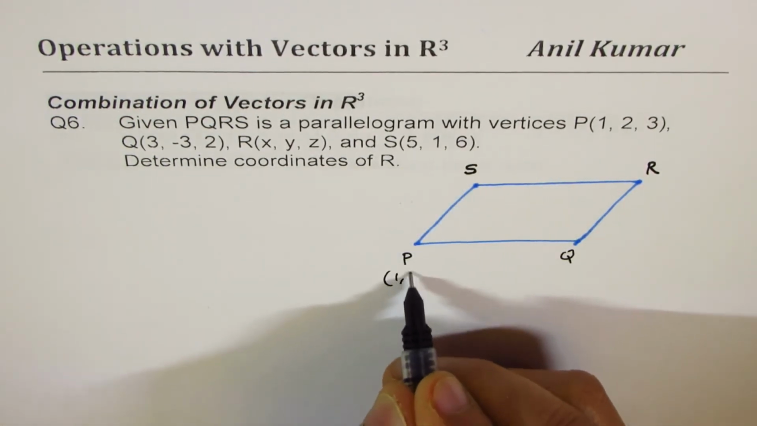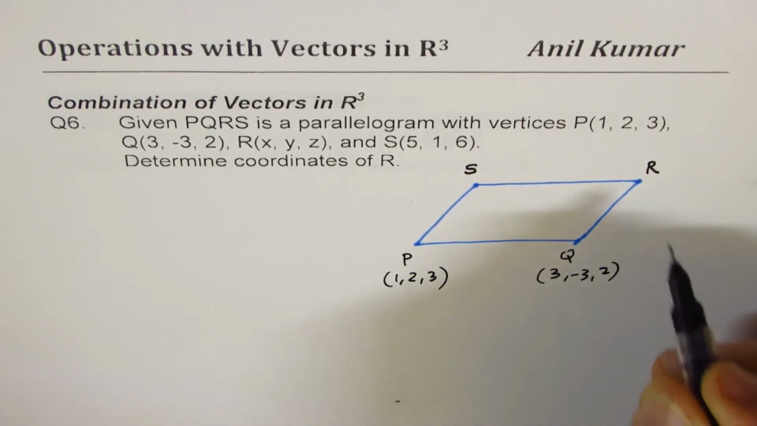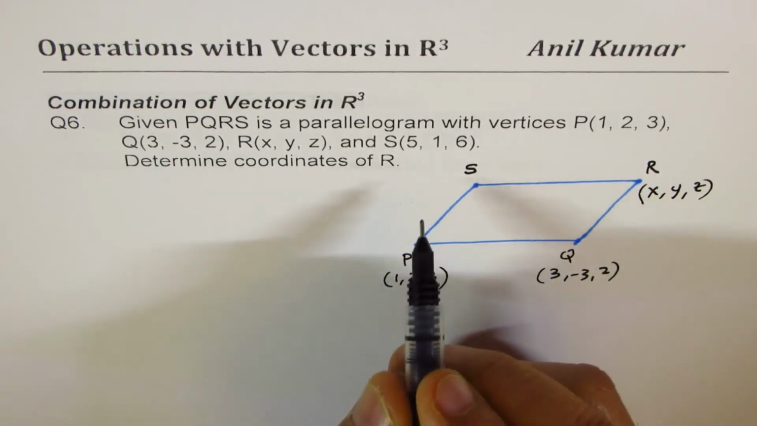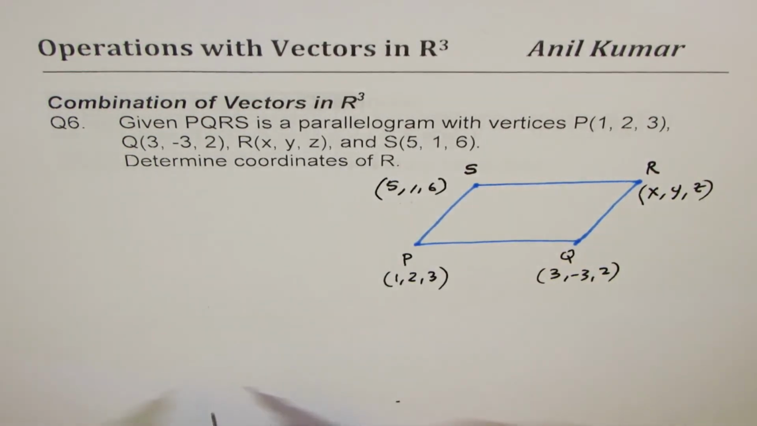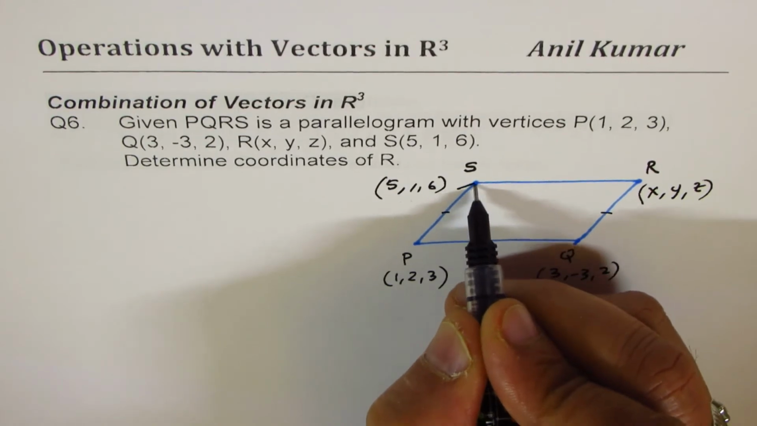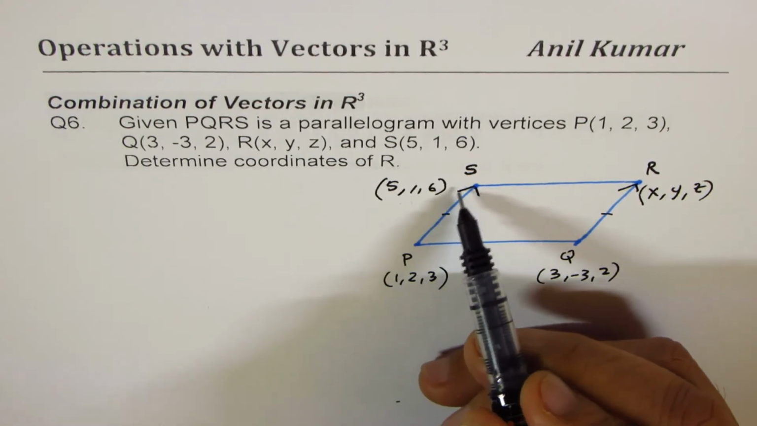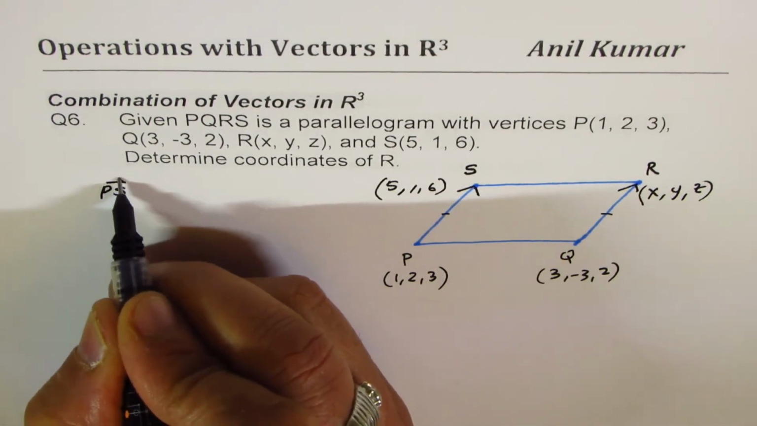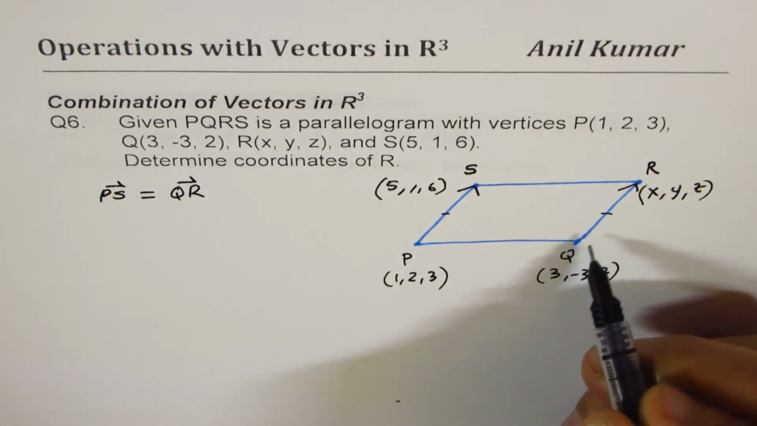Point P is 1, 2, 3. Q is 3, minus 3, 2. R is what we need to find, X, Y, and Z. S is given to us as 5, 1, and 6. Perfect. Now, you know that opposite sides are equal and they are also parallel. That gives you an idea. The idea is that SP is equal to RQ, or you can say PS is equal to QR. So PS is QR.